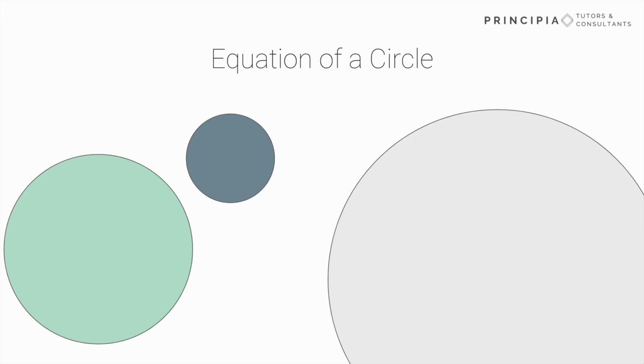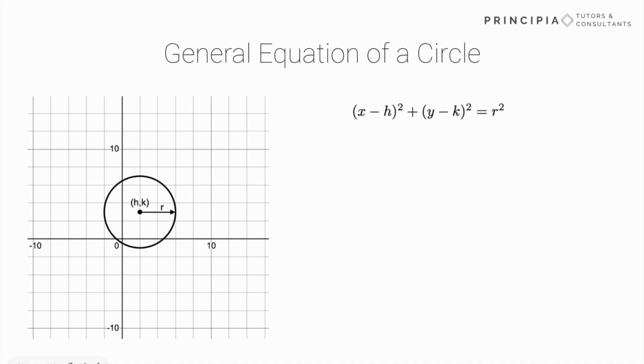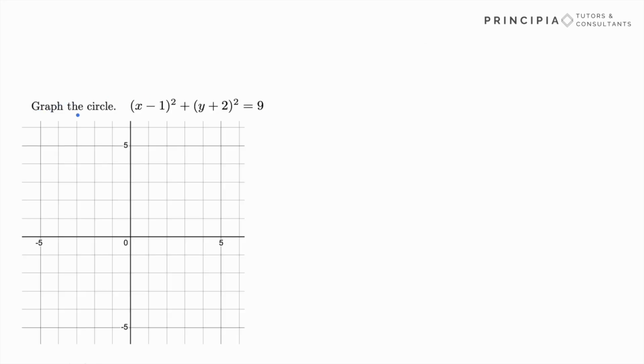Let's get started. The first thing we should take a look at is the general equation of a circle, which is written here on the right. It is (x minus h) squared plus (y minus k) squared equals r squared, where (h, k) is the center of the circle, so the coordinates of the center, and r is going to be the radius of that circle.